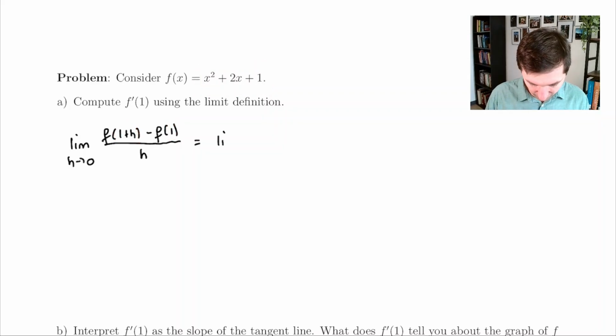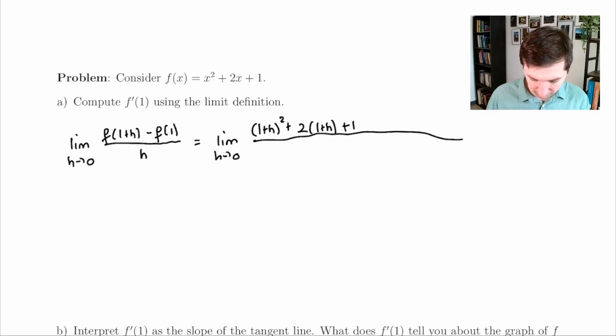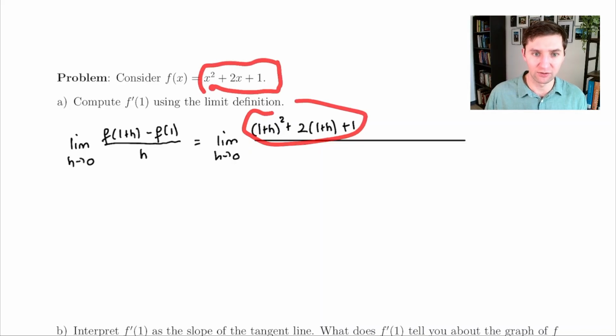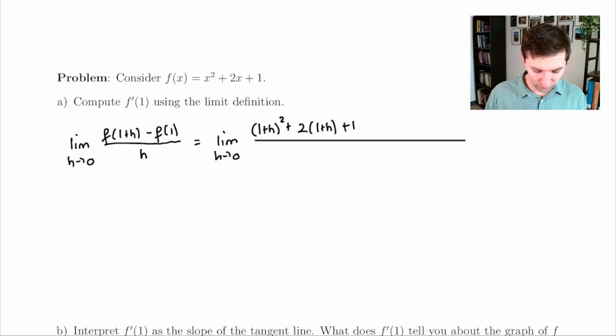Instead, I plug in 1 plus h to the function and 1 to the function, and I get the limit as h goes to 0 of (1 plus h) squared plus 2(1 plus h) plus 1. This is what I get when I plug in 1 plus h to the formula. Then I will plug in 1 and I get minus (1 squared plus 2 times 1 plus 1). Everything gets divided by h.